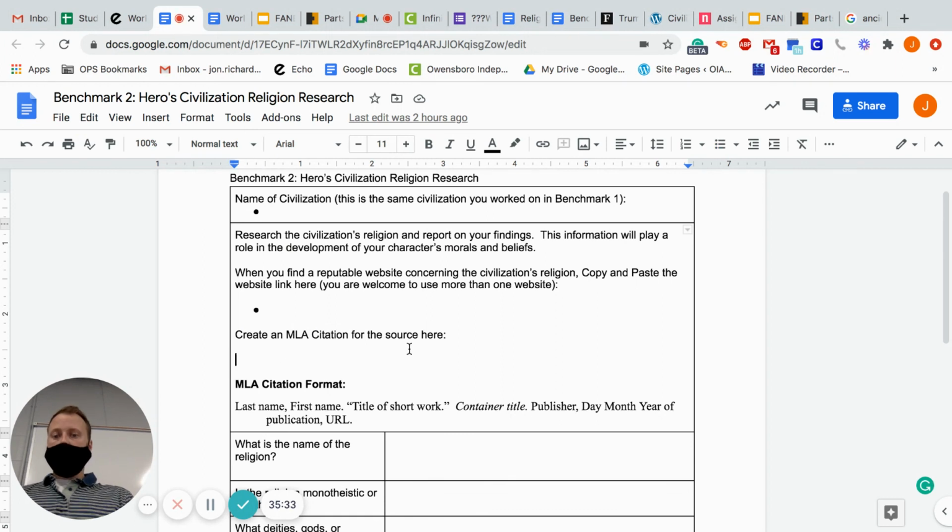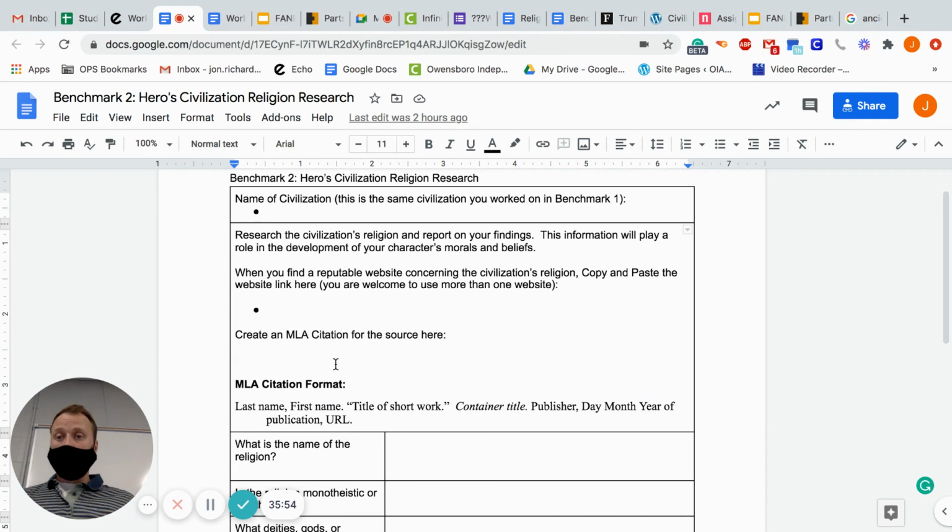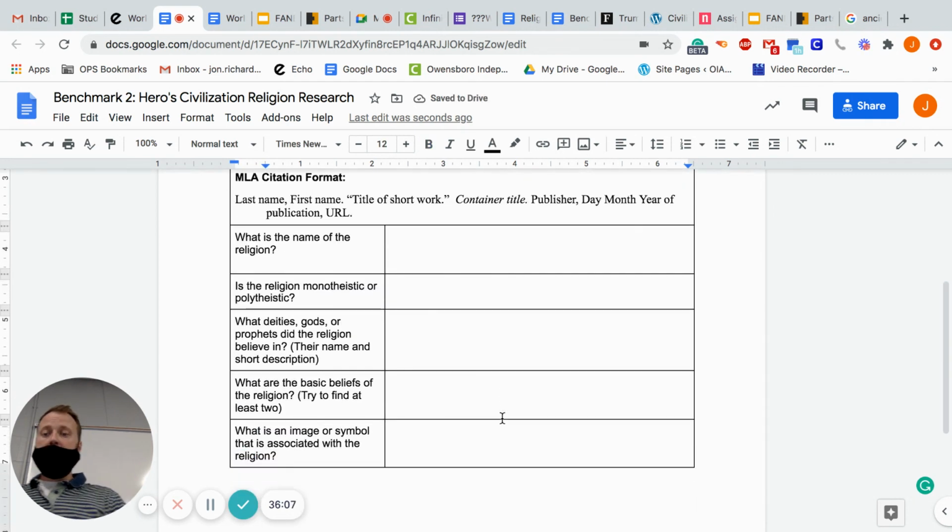The next thing you're going to do is create an MLA citation for that website. Like we've practiced many times in this class so far, you find the author's name, the title of the short work, container title, publisher, day, month, year of the publication, and the website link. So that needs to go right here. That is very important. I am giving you a knowledge and thinking grade on that. So you need to make sure that is done. I'm going to bold it right here and underline it, because you need to make sure that you get that done.